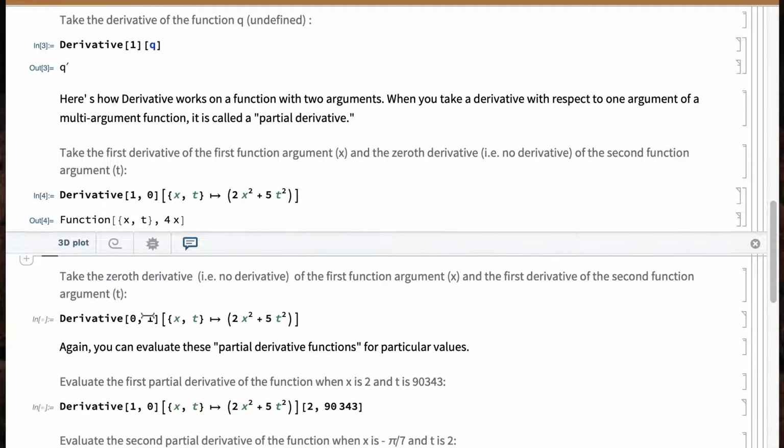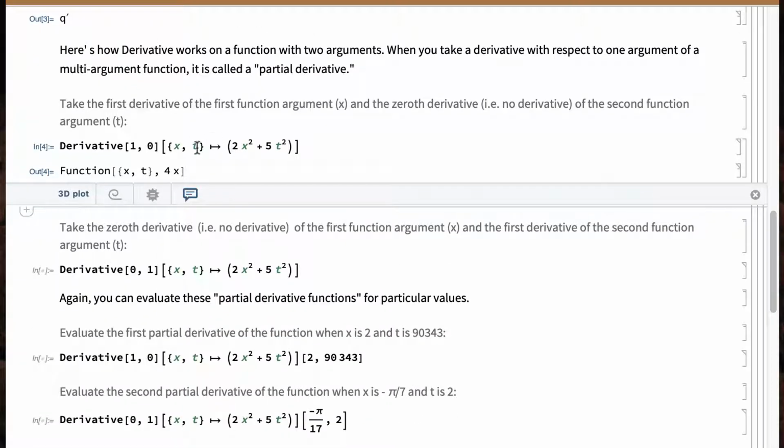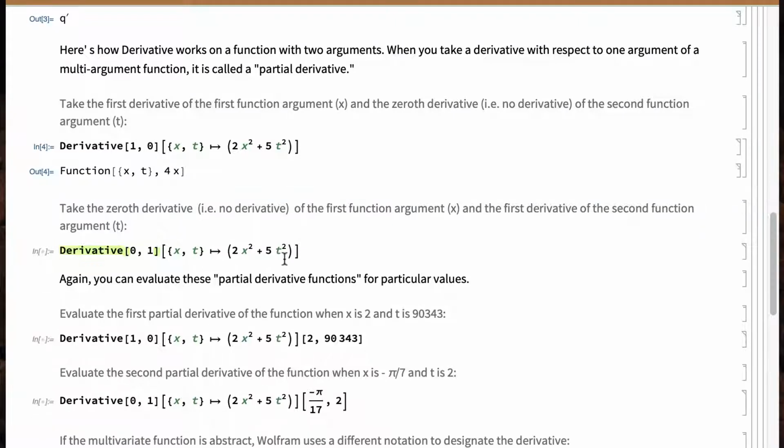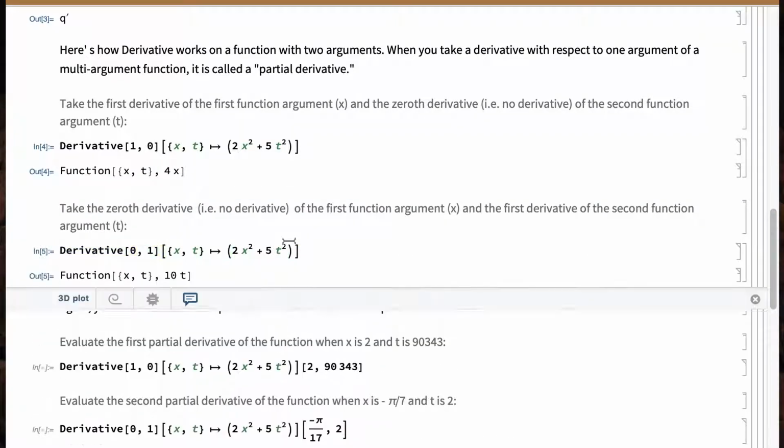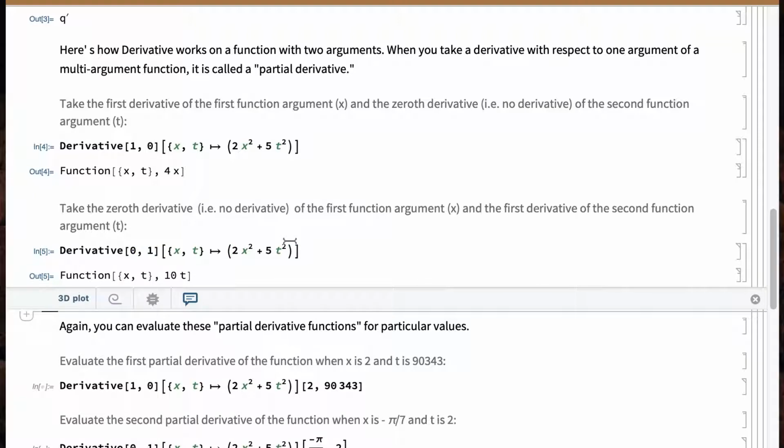Supposing we want to take the derivative with respect to the second argument, t. We just denote that as 0, the 0th derivative with respect to x, and 1, the first derivative with respect to t. And maybe now that you refresh yourself, you're going to realize, oh, that should be 10t. And lo and behold, it is.